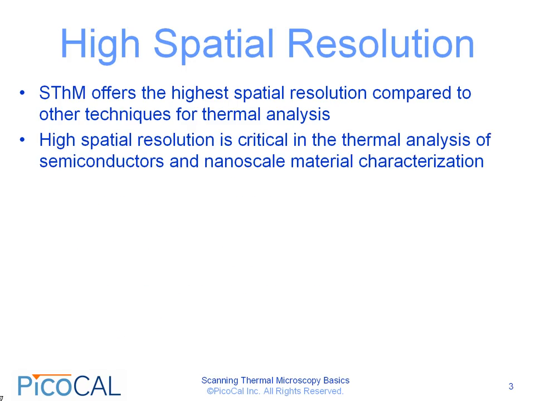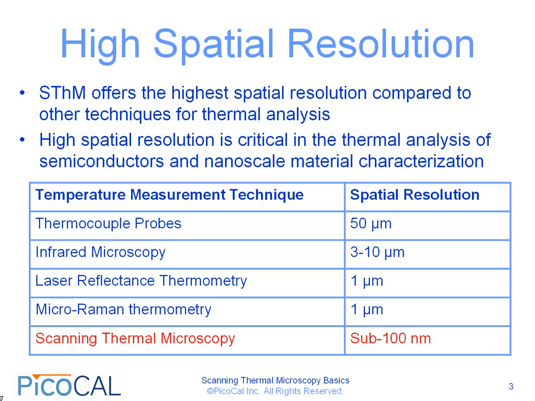What really distinguishes scanning thermal microscopy from other forms of thermal analysis is its high spatial resolution. As a basis of comparison, scanning thermocouple probes, which are formed by two dissimilar metal wires connected into a ball junction, have a spatial resolution of about 50 micrometers. Infrared microscopy is a non-contact technique where infrared light is shined upon the sample in order to obtain thermal measurements and measuring thermal properties. This is limited by the diffraction of the wavelength of light, and it is typically limited to 3 to 10 microns in spatial resolution.